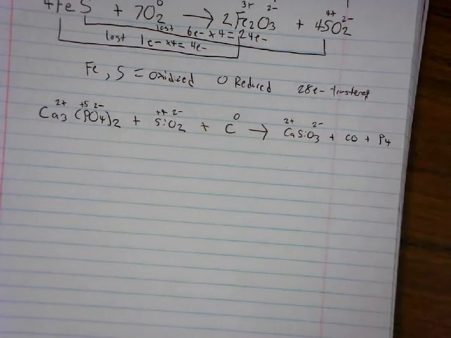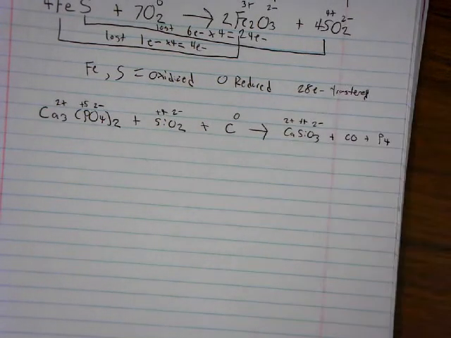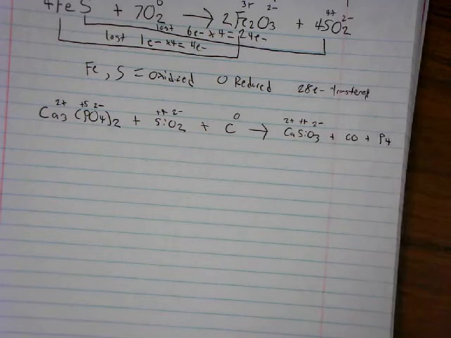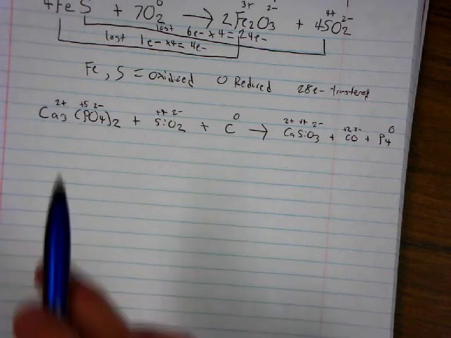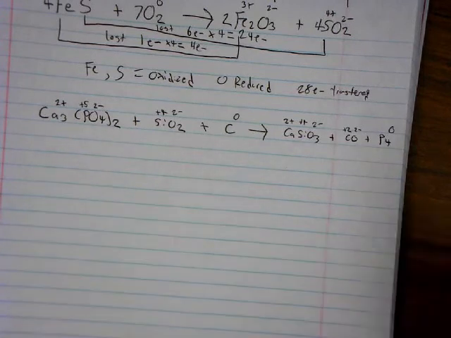Oxygen is 2 minus, so silicon has to be a 4 plus. I got that. Carbon is elemental form. Oxygen is 2 minus. Calcium is 2 plus. So this silicon's going to be plus 4. Oxygen is always a 2 minus, so this carbon is a plus 2. P4 is elemental form. I got that one.